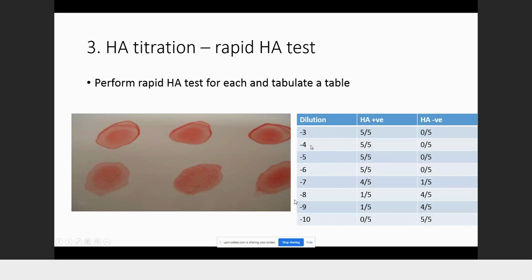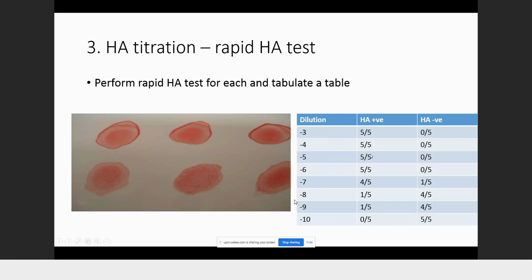So group -4, you got 5. -5, you got 5 also. -6, you got 5. Basically, that is why I said we skip -1, -2, or -3: most of the time we already know this group will produce all HA positive. So sometimes we just take -3 or -4 as a starter, rather than just skipping the earlier ones.